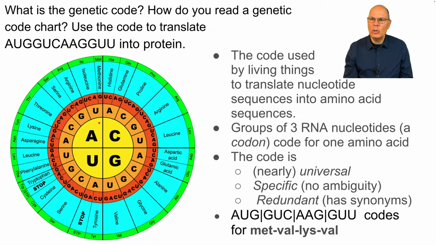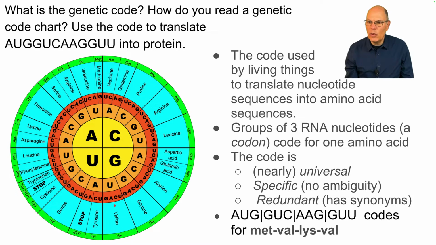AUG, this is the first nucleotide in the RNA codon. This is the second nucleotide in the RNA codon, and this is the third. So you work from the inside out. AUG codes for methionine.